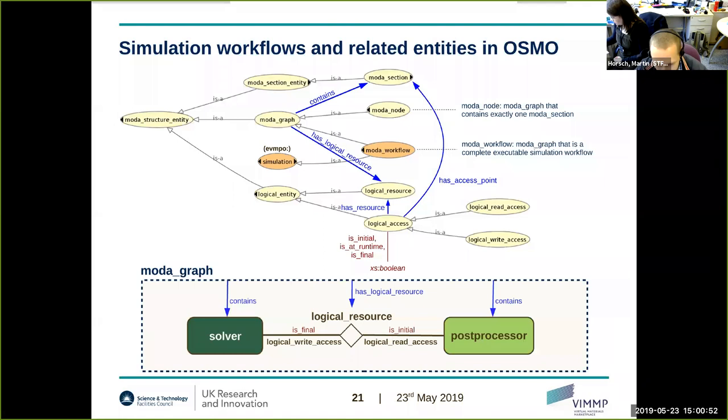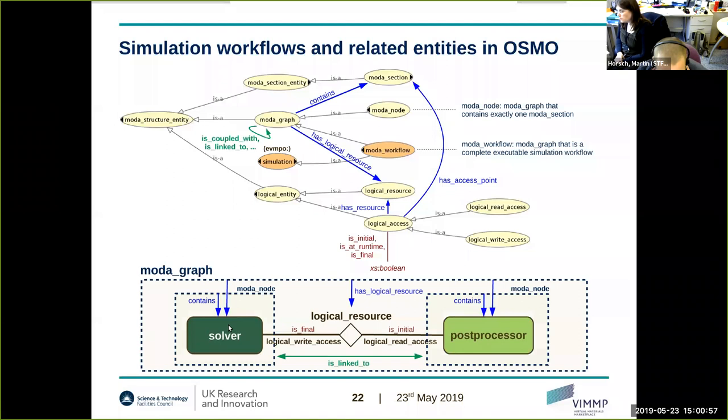And we have a special case, which is the MODA node. The MODA node contains a single section. And those workflows and nodes are connected with particular relations that say whether we have coupling or linking and what type of coupling and linking between parts of a workflow. So in this way, we want to formalize it to make more explicit what those workflows actually mean. This is OSMO.